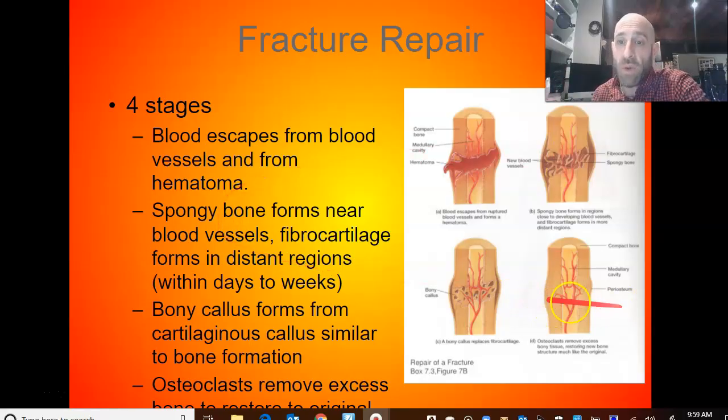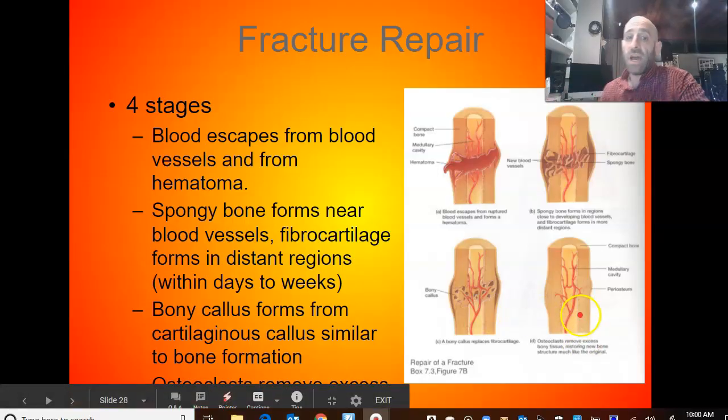And then finally, we have our last 2 stages. The bony callus stage, that is when it starts to convert back into bone from cartilage, and we've already explained that, so I don't need to go into detail on that. But the chondrocytes die, they leave behind their lacunae, and osteoblasts come in and convert that cartilage to bone. And then the final stage, osteoclasts come in and they wear that bone down back to its original shape.